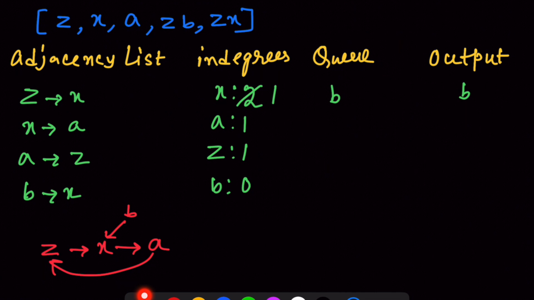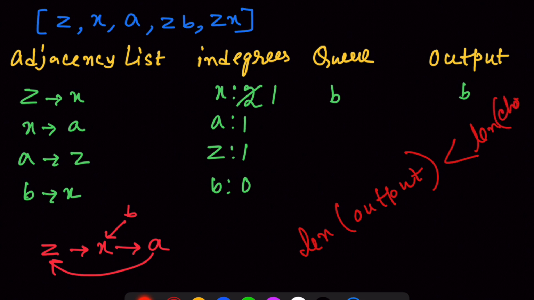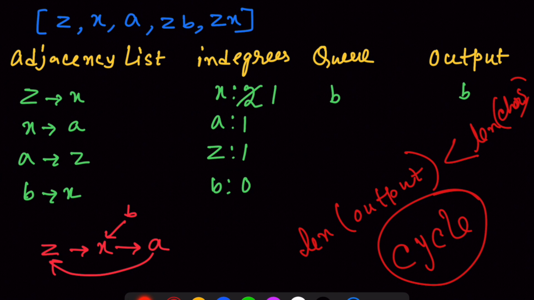So then in that case, how do we decide if there is a cycle? The logic is, if the length of the output is less than the length of all the characters, there are 4 characters, right? So in that case, we can say there is a cycle. But how? Intuitively, we will understand this. We'll see in the next slide.